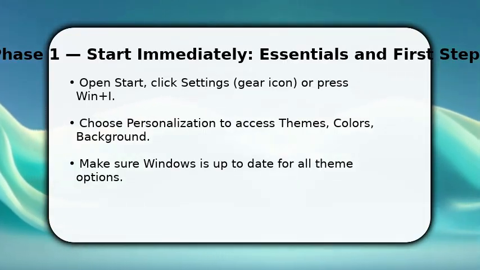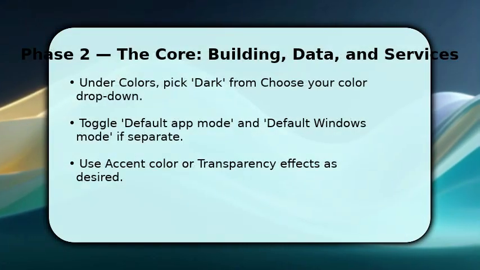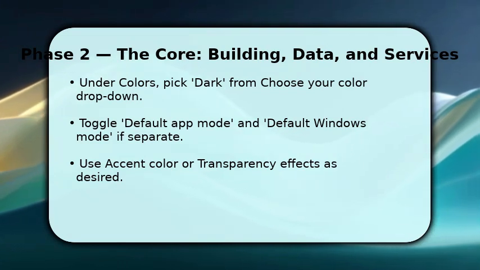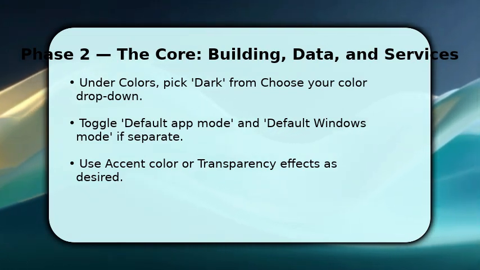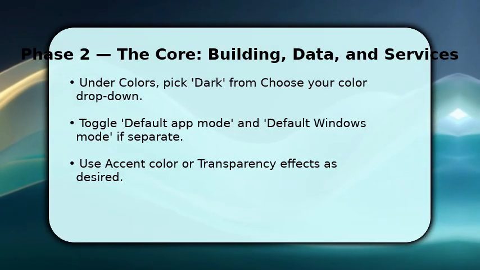Now, you're in the right pane. Let's set the mode to dark in the next step. You'll now change the actual mode. In Colors, open the Choose Your Color drop-down and select Dark. This immediately flips supported system UI to dark.